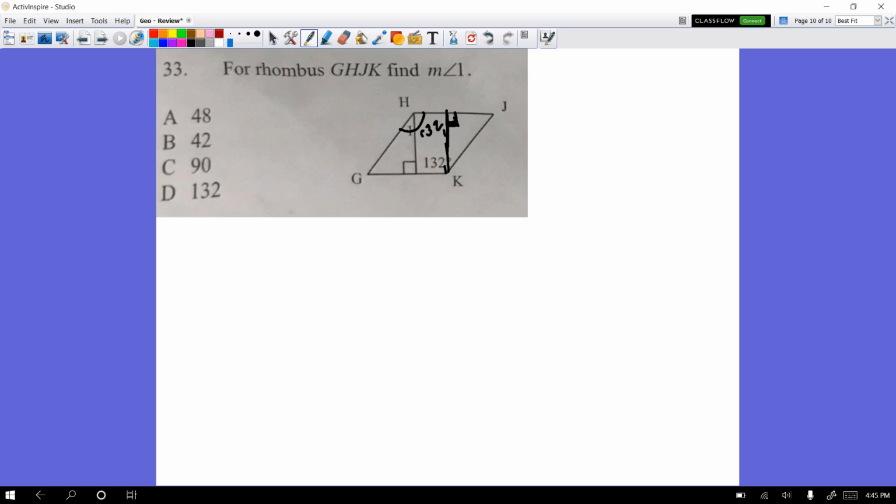What could we do? Let's see. I already solved this. I'm just going blank.